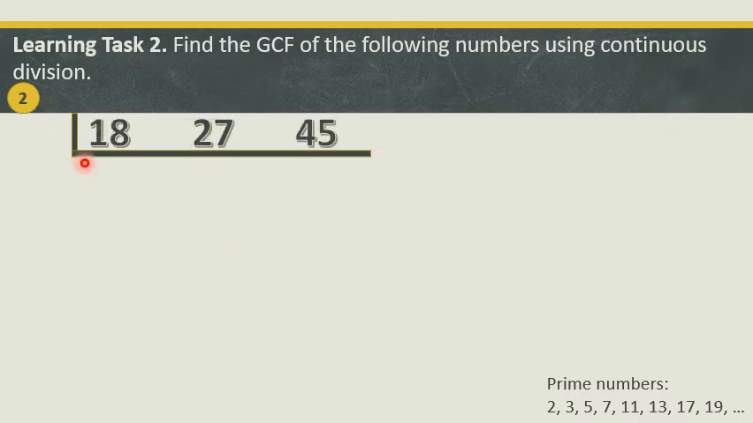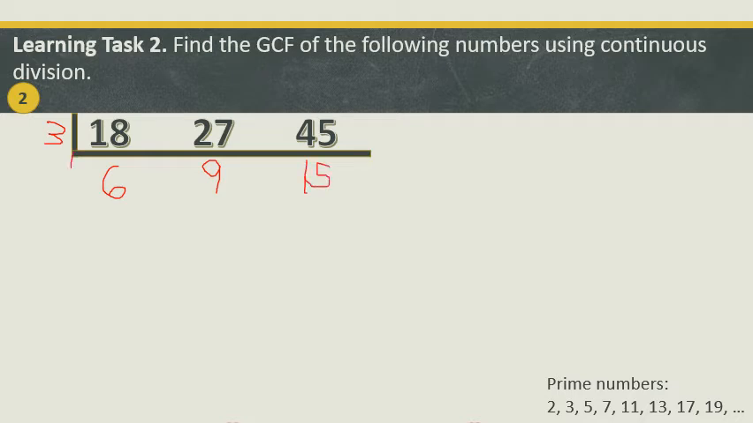Okay, then next, we have 18, 27, and 45. Since ito lang ang even number, hindi siya divisible sa 2 kasi ito ay odd numbers na. Sa 3, ang 1 plus 8 is 9, 2 plus 7 is 9, and 4 plus 5 is 9. So, ito po ay divisible by 3. Pwede natin siya i-divide sa 3. So, 18 divided by 3 is 6, 27 divided by 3 is 9, and 45 divided by 3 is 15.